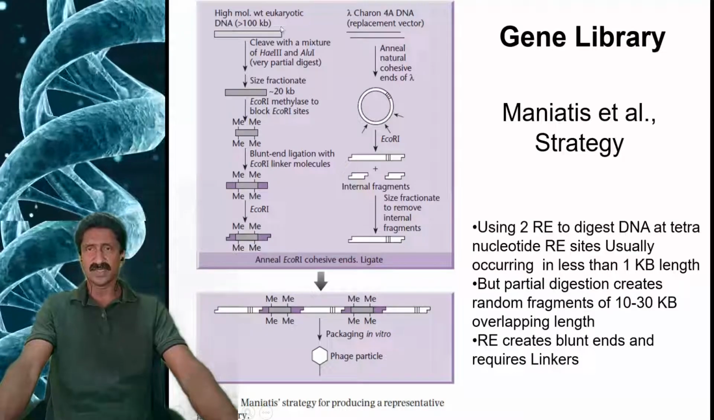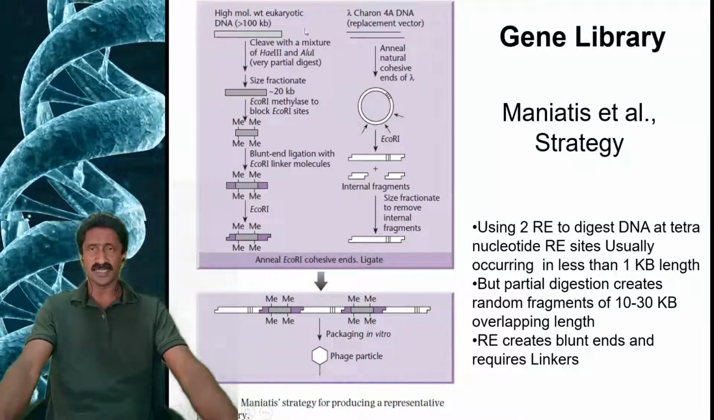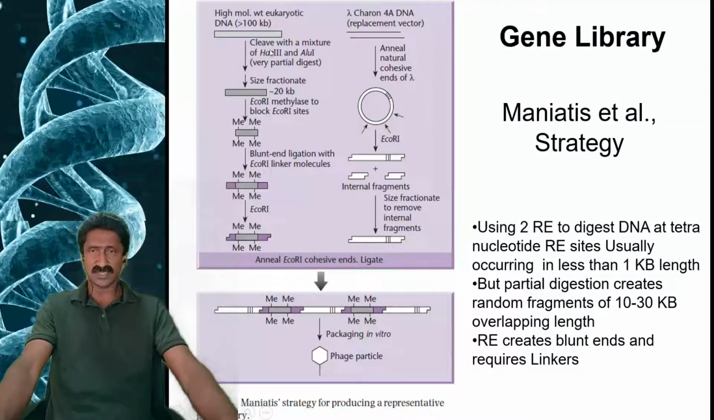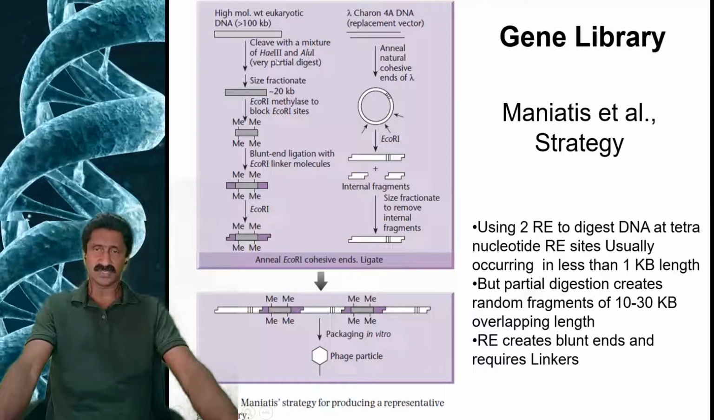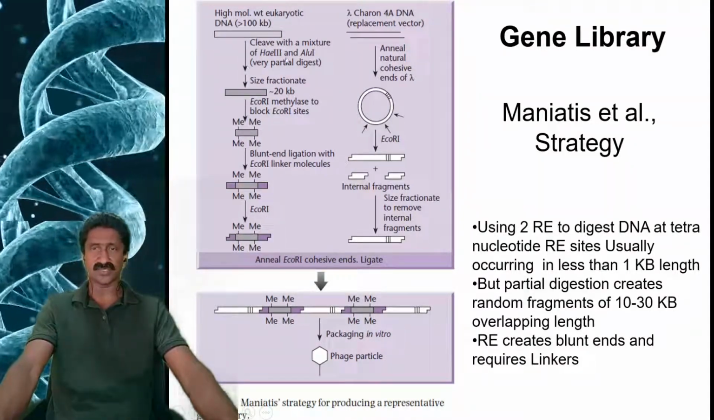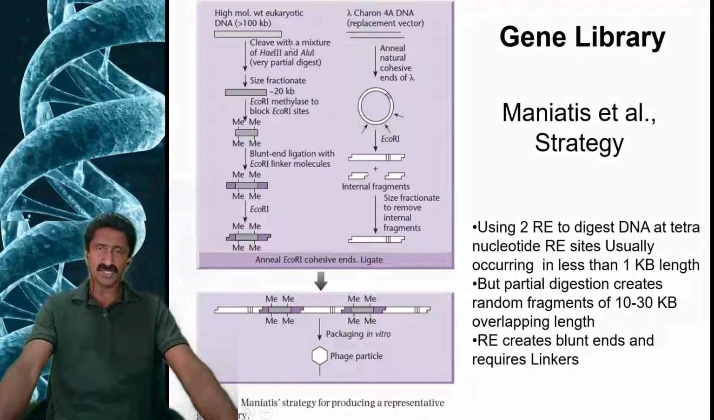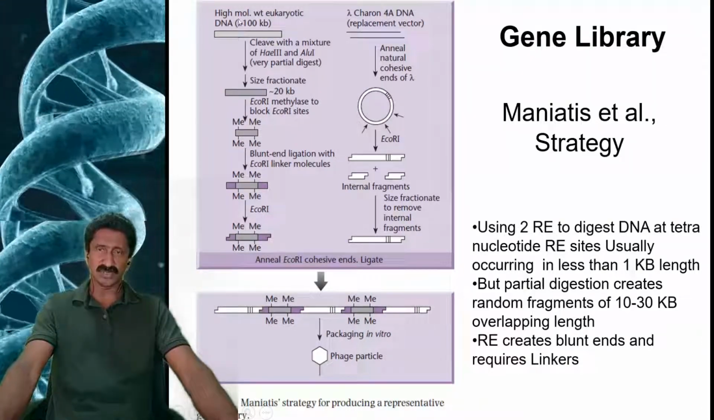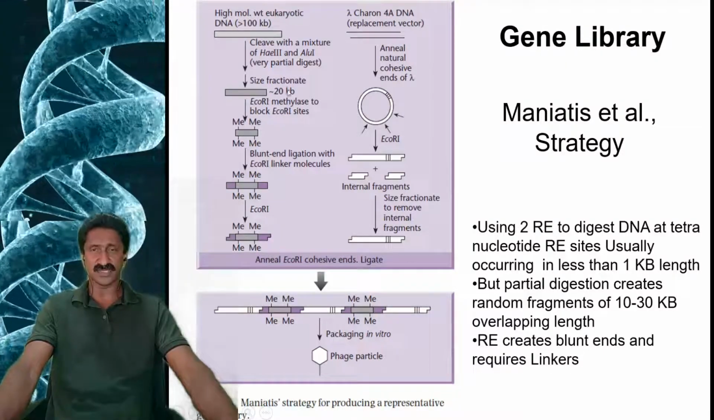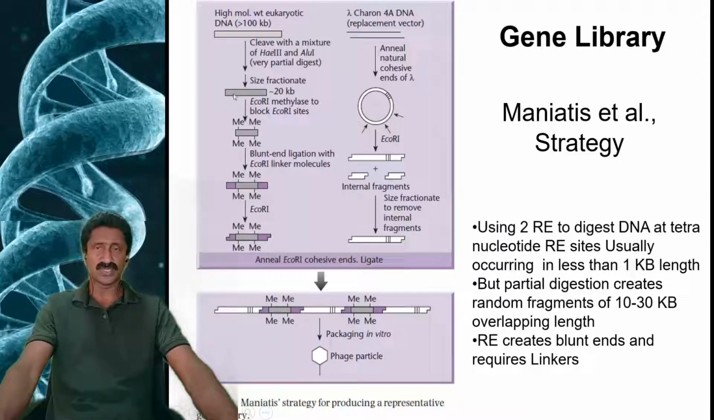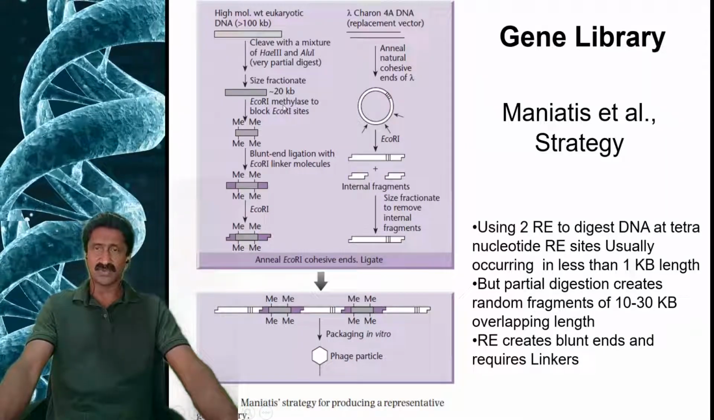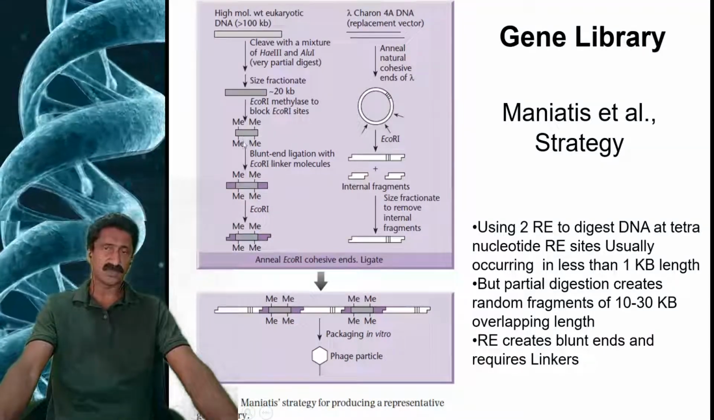So here we have a high molecular weight eukaryotic DNA, and here is a lambda vector. The DNA is cleaved with two different restriction enzymes, HaeIII and AluI. A mixture of the two restriction enzymes is used, and a partial digestion with these two enzymes will create different fragments, and you can size fractionate and screen out 20 kb size fragments from these digests. EcoRI methylase is used for methylating the strand.